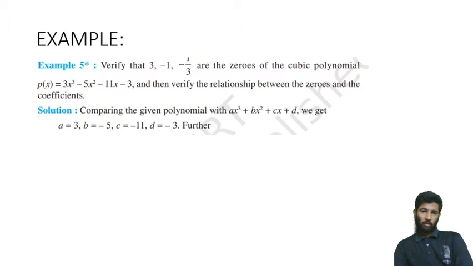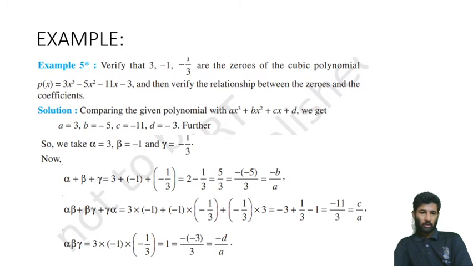Now here, verify that 3, minus 1 and minus 1 by 3 are the zeros of the cubic polynomial 3x cube minus 5x square minus 11x minus 3, and then verify the relationship between the zeros and coefficients. Simply, the zeros are given and the polynomial is given, and we have to verify the relationship between zeros and coefficients. We will get the values of a, b, c, d from the polynomial itself. Now we have to add these values. The sum of the zeros is equal to minus b by a.